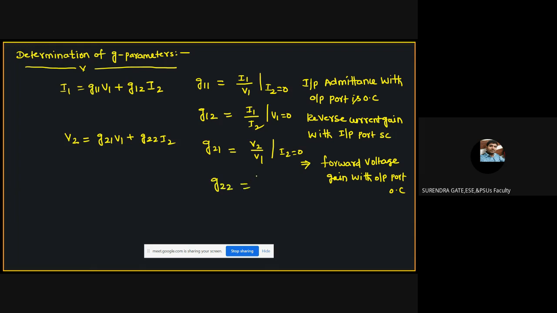The last one is G22. What is G22, students? V2 by I2 at V1 equal to 0. Then what is the name of G22? Output impedance, with the input port short circuited. Students, this is the determination of the G parameters or inverse H parameters.